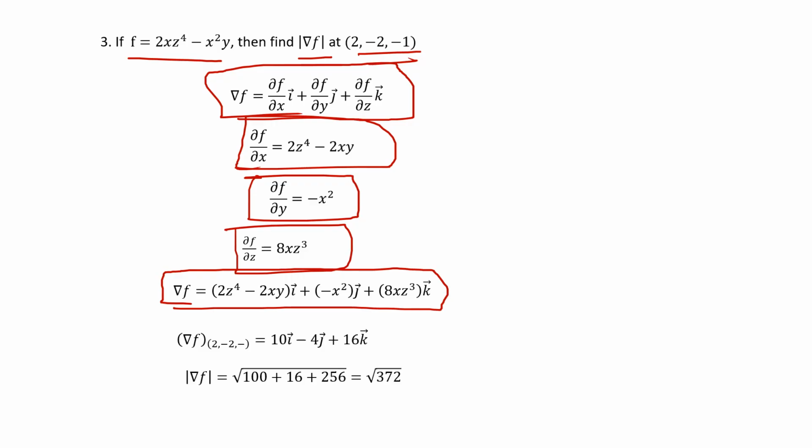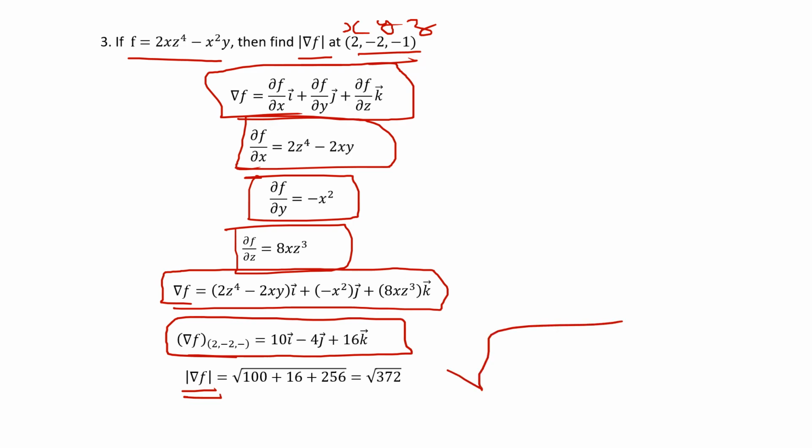Then in the del f answer, substitute x equal to 2, y equal to -2, z equal to -1, will give you this. Finally, we will find the magnitude, which is nothing but square root of 10 power 2, which is 100 plus 16 plus 256. That will give you 372.